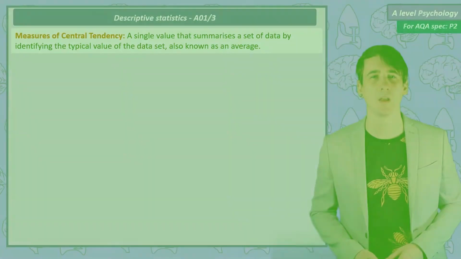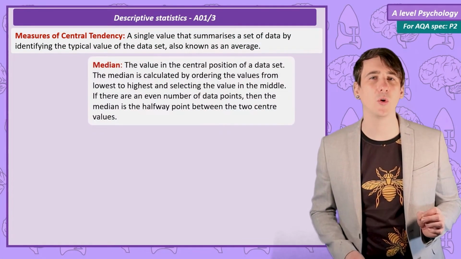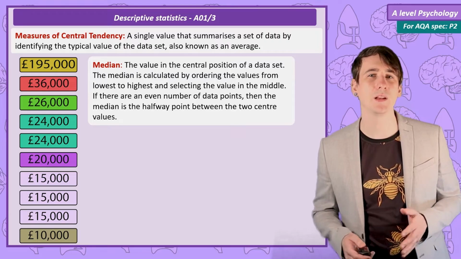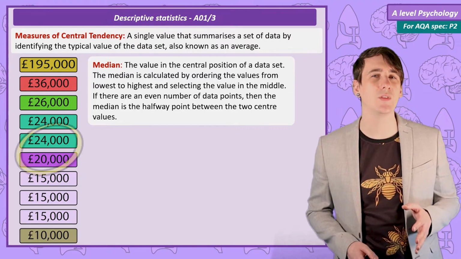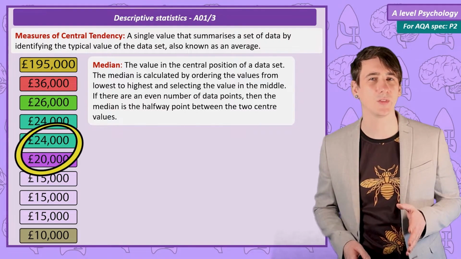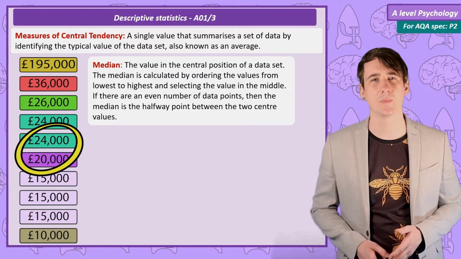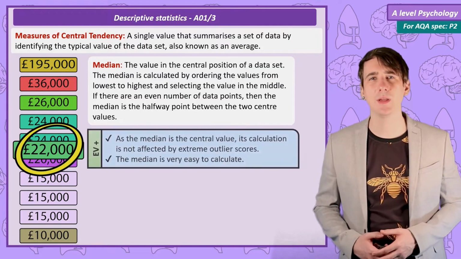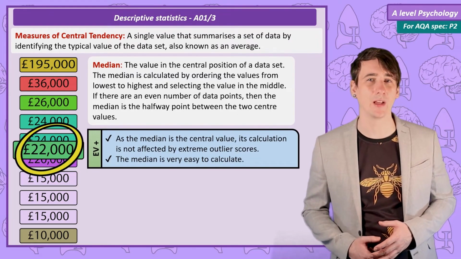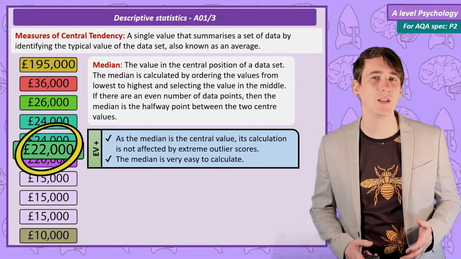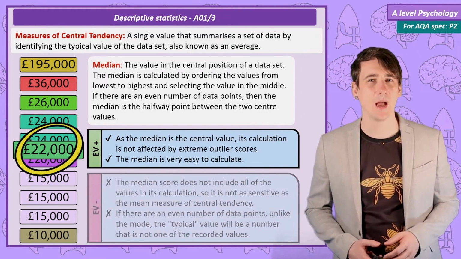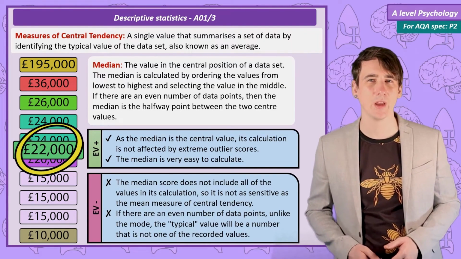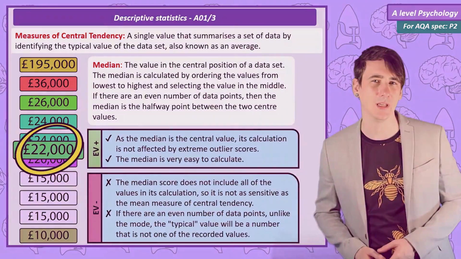Median. The median value is calculated by ordering the values from the lowest to the highest and using the number in the middle as the average. If there are an even number of data points, then take the two middle scores and it's halfway between the two. So in this case, the median value would be 22,000. Positives of the median are it's not affected by extreme outlier scores. Unlike the mode, it's very easy to calculate. However, criticism of the median are not all of the raw scores are used in its calculation. So we'd say that it's not as sensitive as the mean.